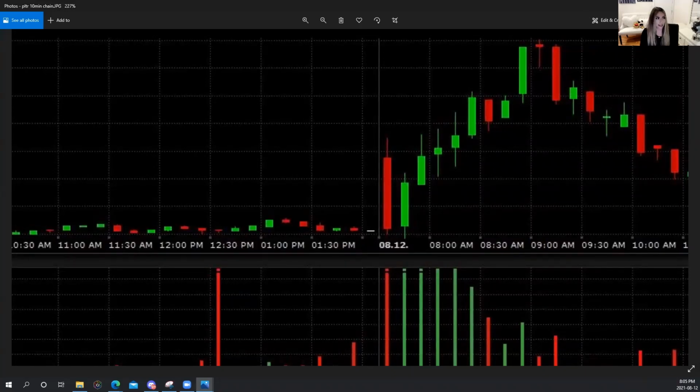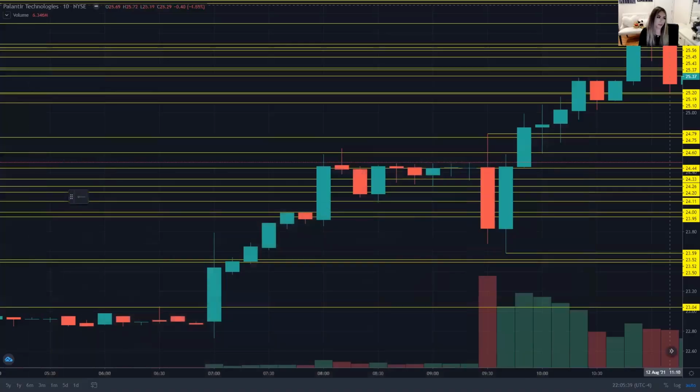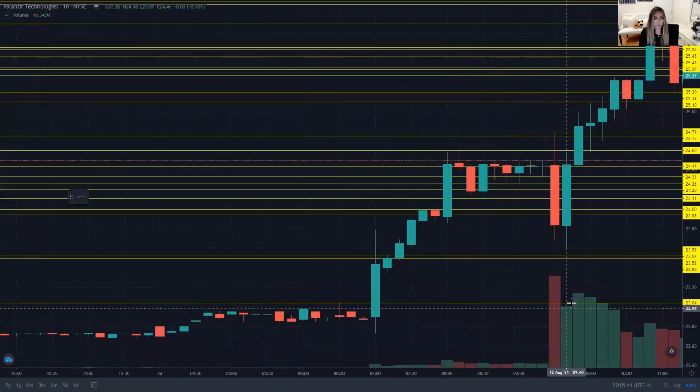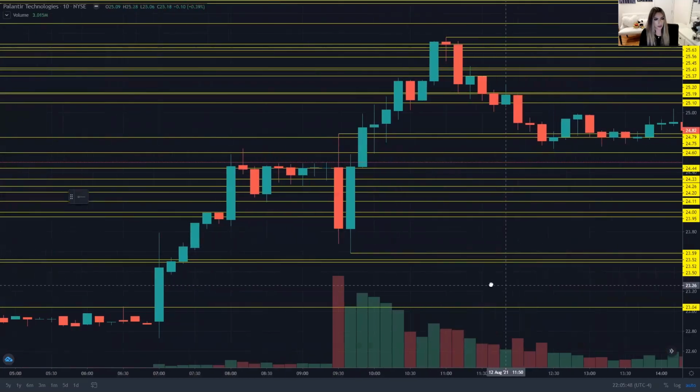Super crazy. I'm sorry, I'm kind of a nerd, but I love when I see patterns like that play out super well. So we caught that really nice evening star, and we played it both long and short off that 10-minute on both time frames. So it's nice when you can use that same time frame for both sides of the trade. There was that nasty bear flag on the downside, and it just continued and continued down.